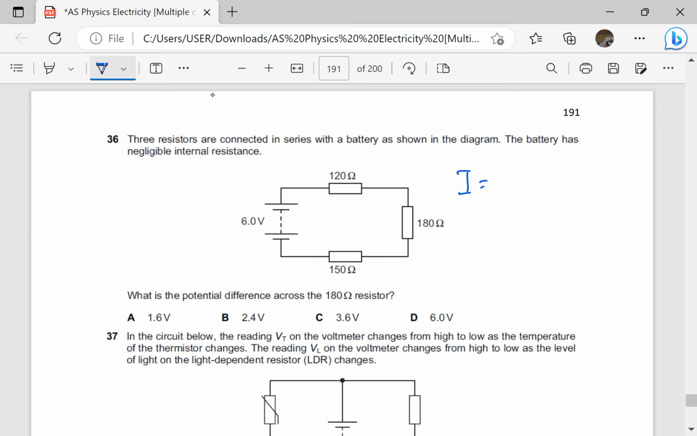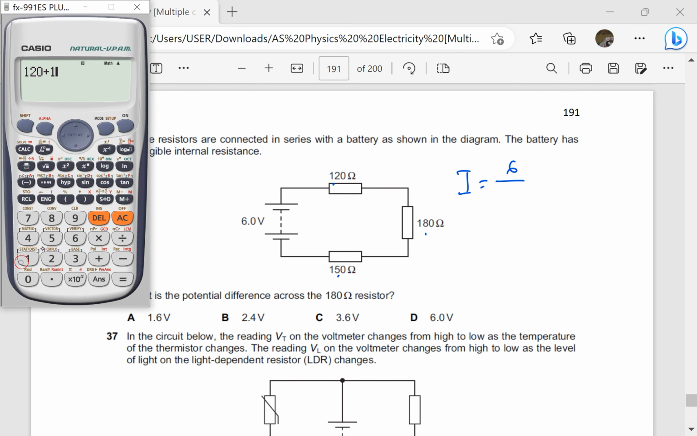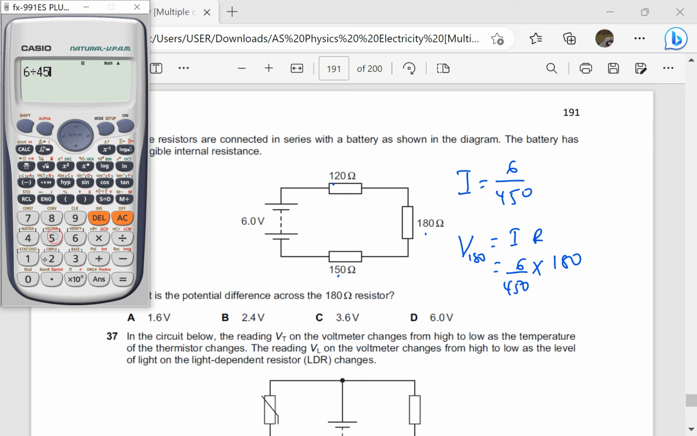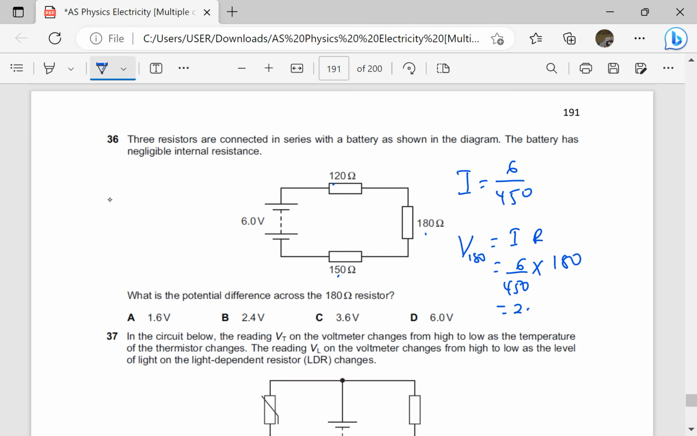Current is equal to e.m.f, which is 6, divided by total resistance, which is 120 plus 150 plus 180, which is 450. Then the PD across 180 ohms is going to be the current times the resistance. So that will be 6 over 450 times the resistance, which is 180. So 6 divided by 450 times 180 gives us 2.4. So this is 2.4 volts. So our answer is going to be B.